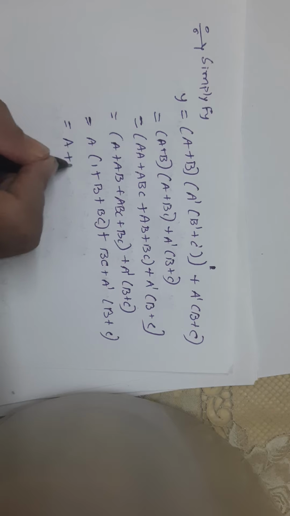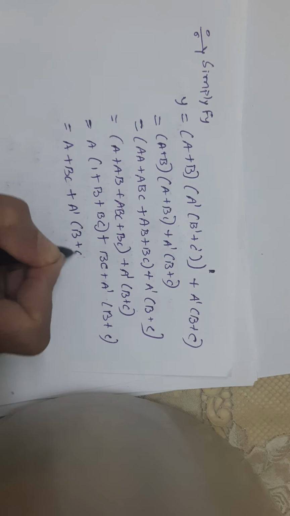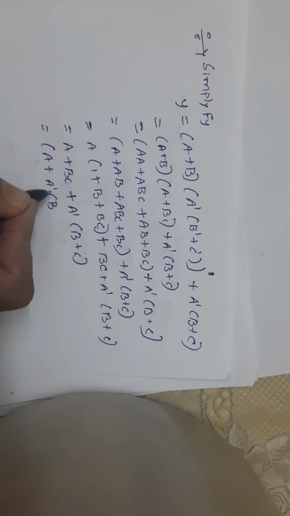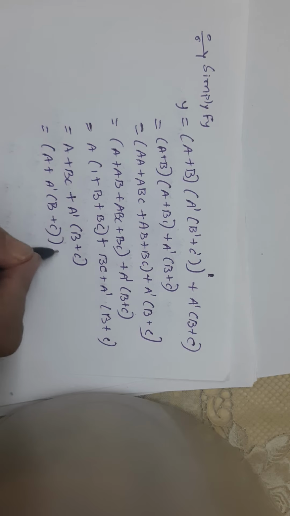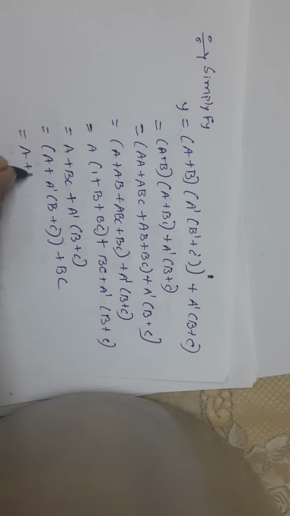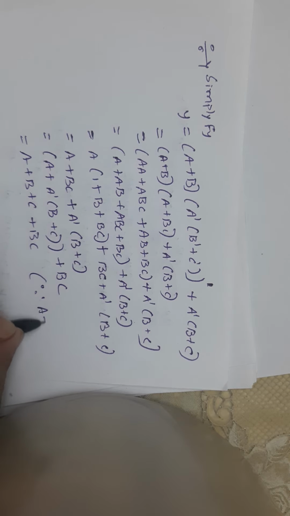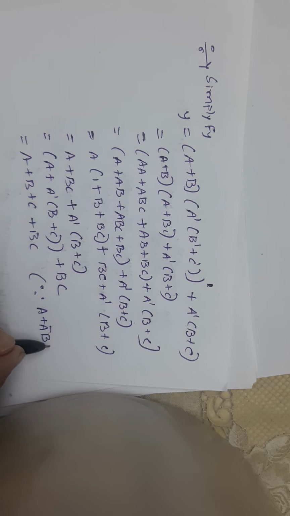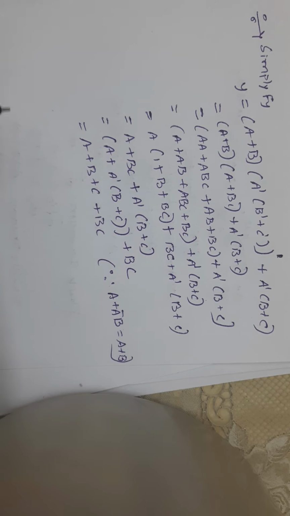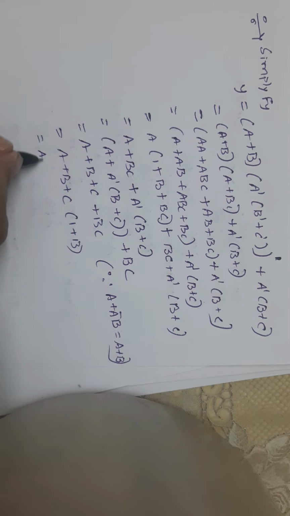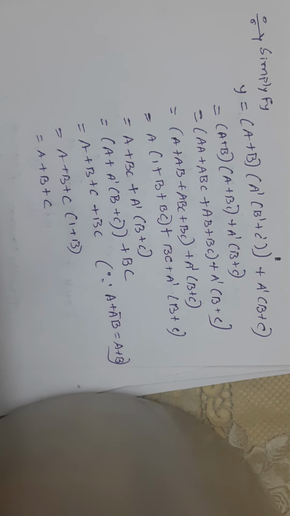This is equal to A plus BC plus A dash (B plus C), A plus A dash (B plus C) plus BC, A plus B plus C plus BC, because A plus A bar B is equal to A plus B. This is equal to (A plus B plus C) into (1 plus B), and this is equal to A plus B plus C. So in this way we can prove the different examples.